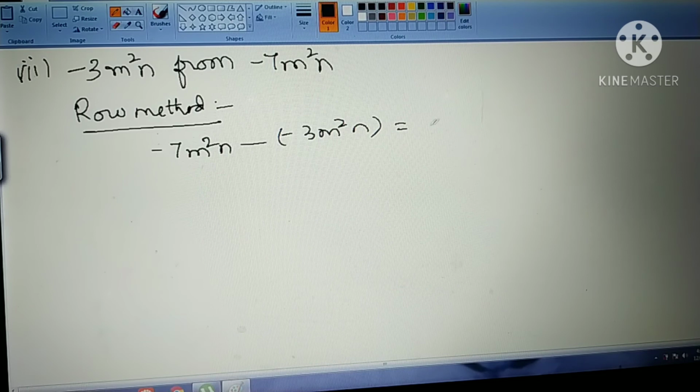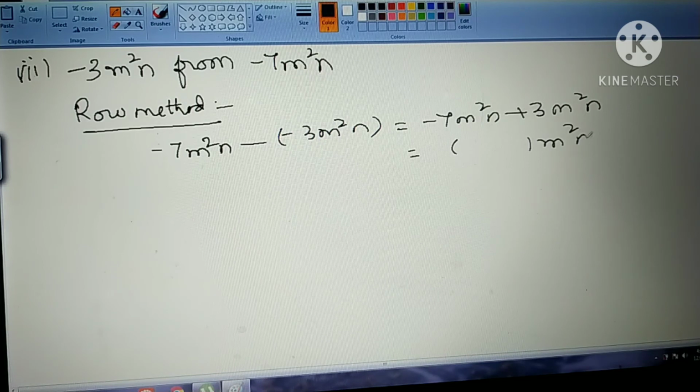Now see what happens. So minus 7 m square n, this will become plus 3 m square n. Now this m square n, take this one out. Minus 7 plus 3, bigger number sign you will get here. Minus 7 plus 3 means you will get 4. 4 m square n. Okay. Now see column method.